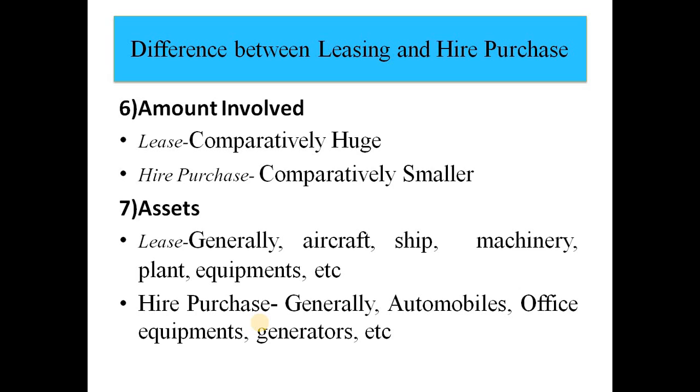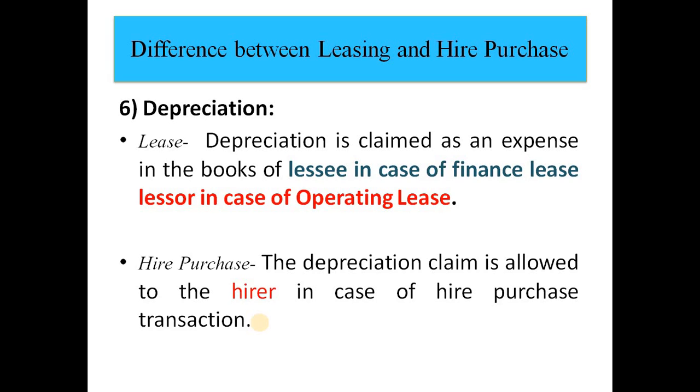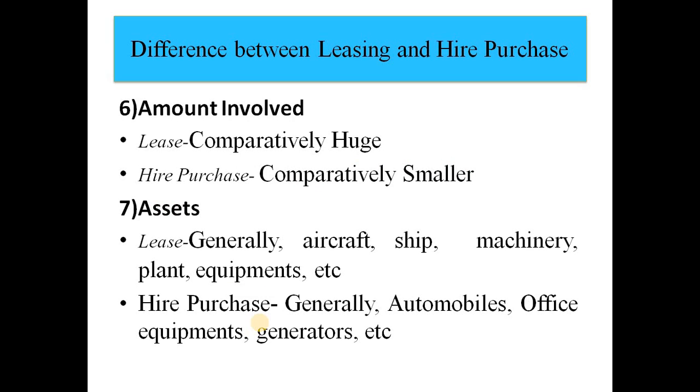Then amount involved. These are some general points, so you can write these points maybe to increase the length of your answer, but the most important points were till point number 6. Point number 7 and point number 8 are that under lease the amount is comparatively huge, and in hire purchase the amount involved is comparatively smaller. If we talk about assets, generally aircraft, ships, machinery, plant, equipment, these big assets where the amount involved is huge are given on lease.